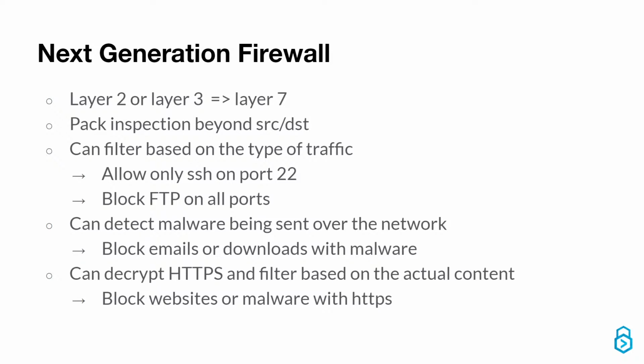So a next generation firewall is super fancy. It can do packet inspection beyond just source port, destination port. So it can do things like filter based on the actual type of traffic. It could only allow SSH on port 22, or it could block FTP everywhere. It could only allow HTTP on a certain port. So it adds a lot more control and a lot better security.